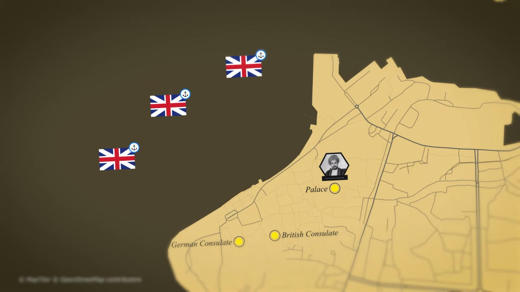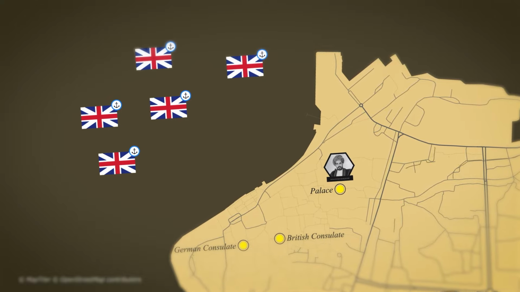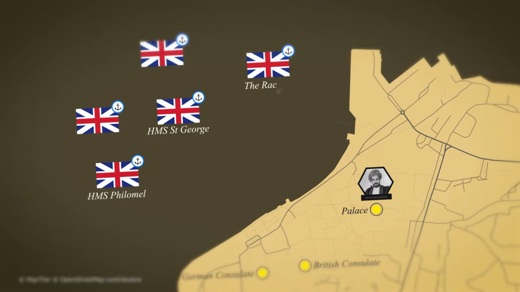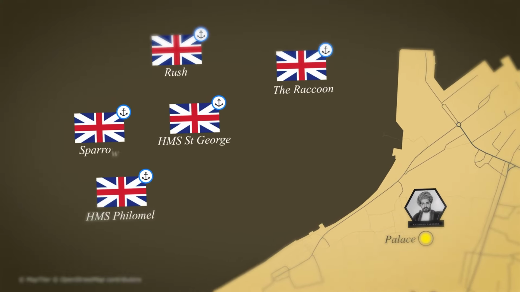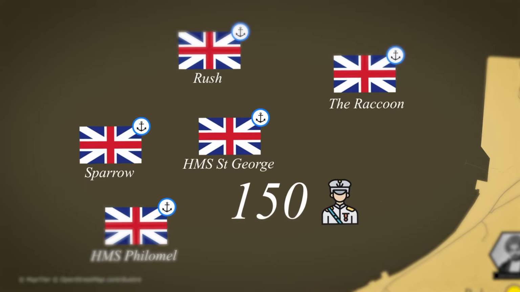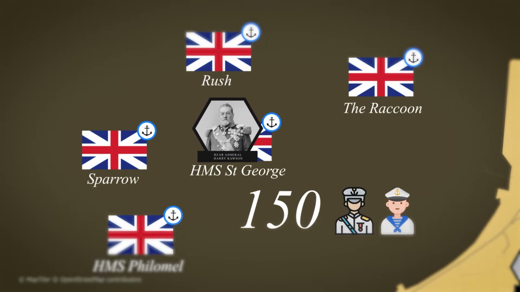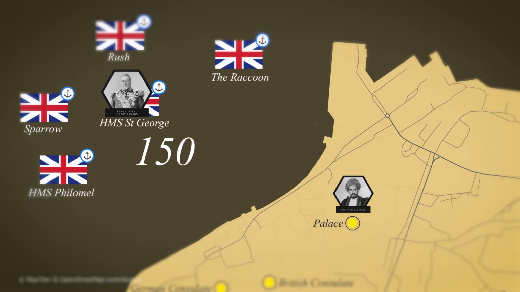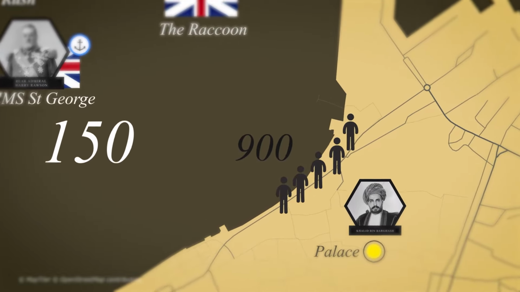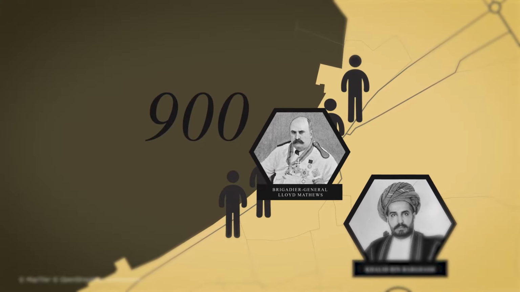These were not inconsiderable. In the port harbor were five Royal Navy warships: HMS Philomel, HMS St. George, the Racoon, Thrush, and Sparrow. On board these vessels were 150 Marines and sailors commanded by Rear Admiral Harry Rawson. In addition to this, there were 900 loyal Zanzibari auxiliaries commanded by Brigadier General Lloyd Matthews in the port himself.